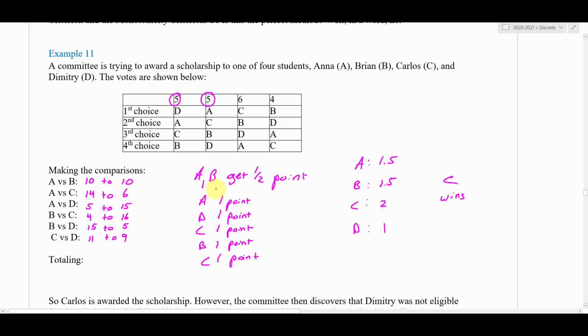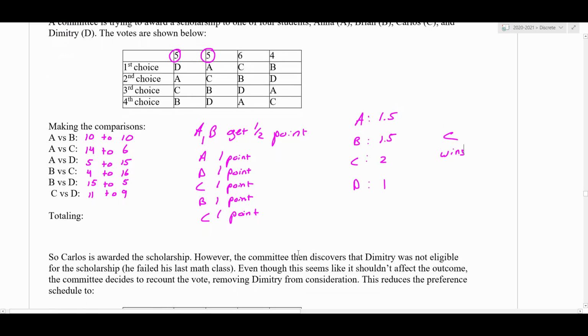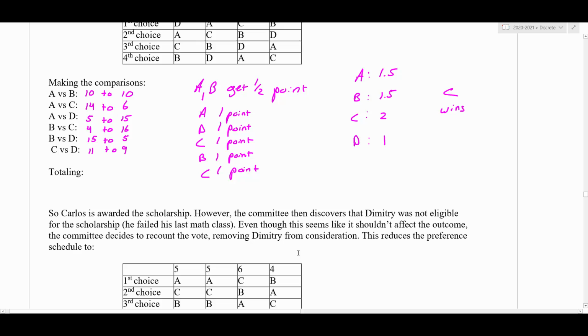All right, so what's wrong? Well, what's wrong is about to happen here. Let's say after they do the vote, the committee discovers that Dimitri was not eligible for the scholarship in the first place, so no one should have been able to vote for him. He should have never appeared on the preference ballots in the first place. If I'm looking at the results of our first vote, Dimitri only got 1 point. He was a last place finisher in the scholarship contention anyway, so really, eliminating him from the ballot shouldn't affect Carlos being the winner.